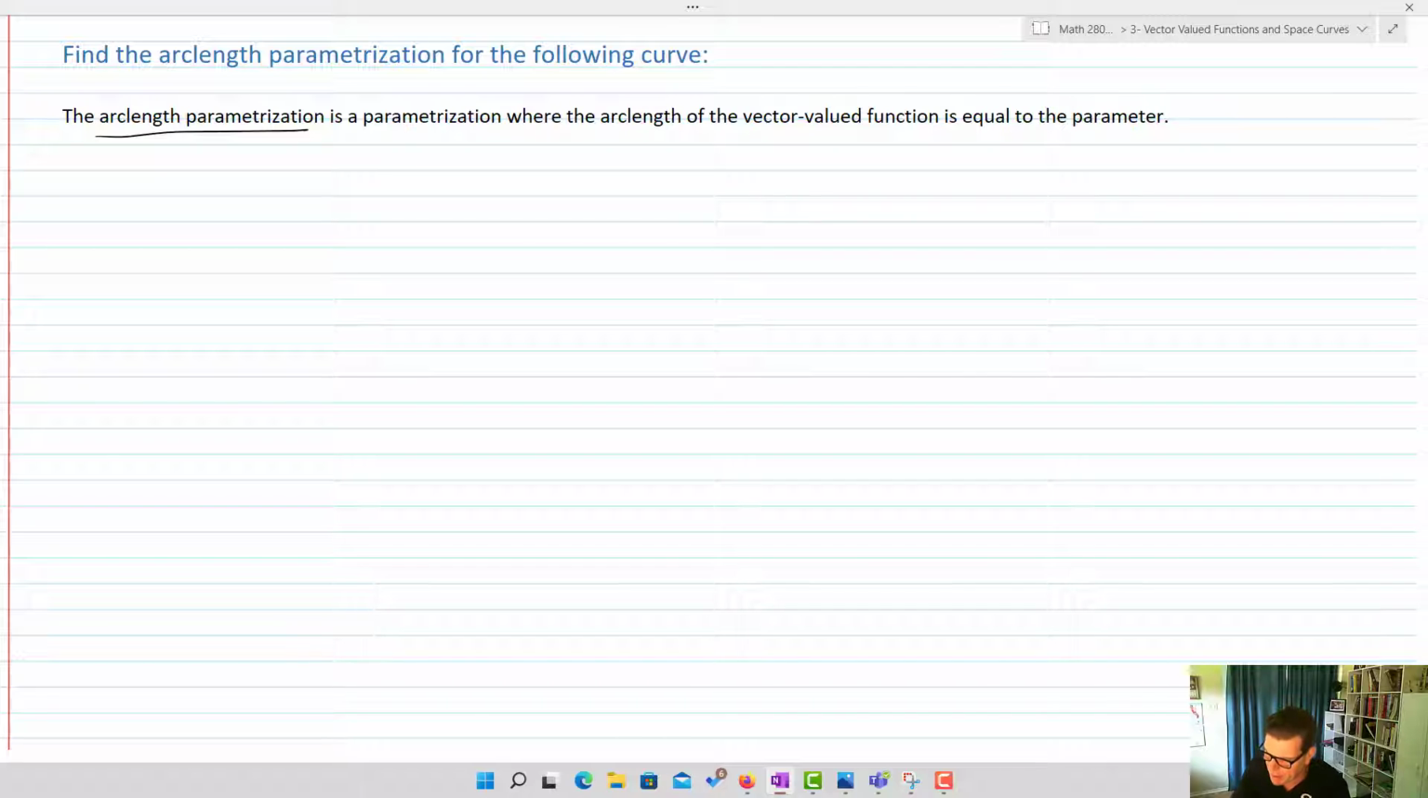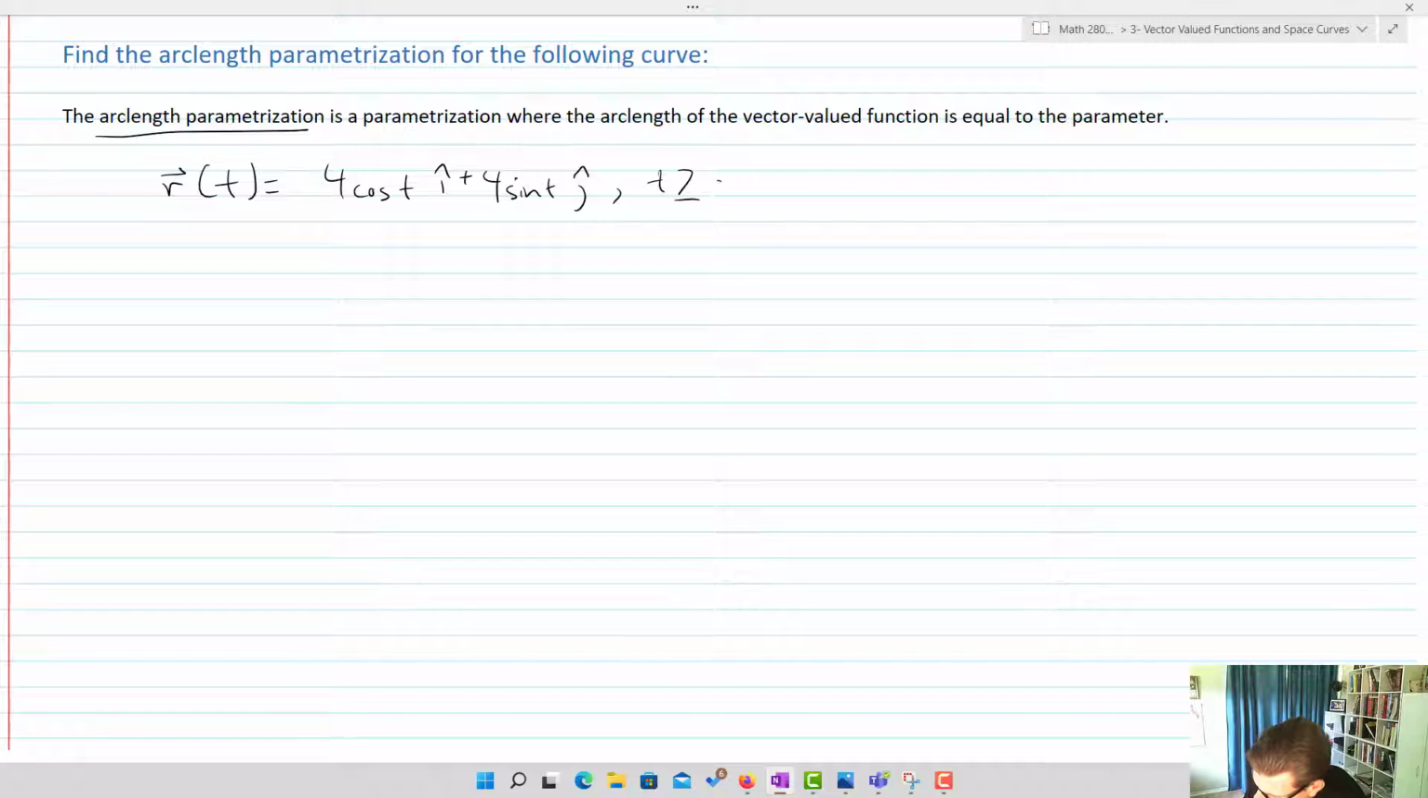So let's take, for example, r of t equals 4 cosine t i plus 4 sine t j, for t greater than or equal to 0. Okay, so let's say that's exactly what we're looking at here. And what we're going to do first is find the arc length function.